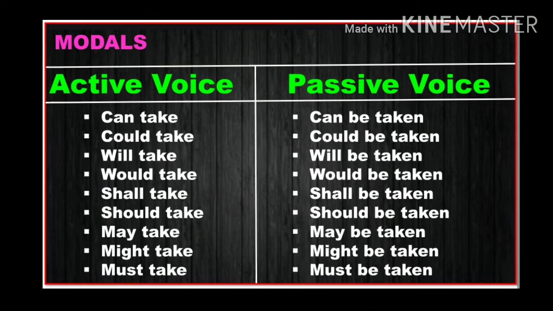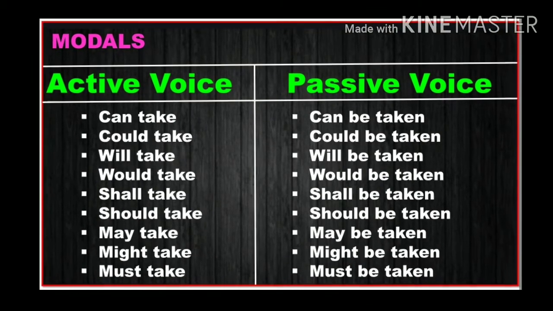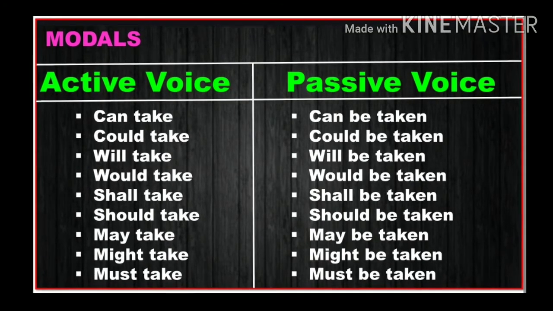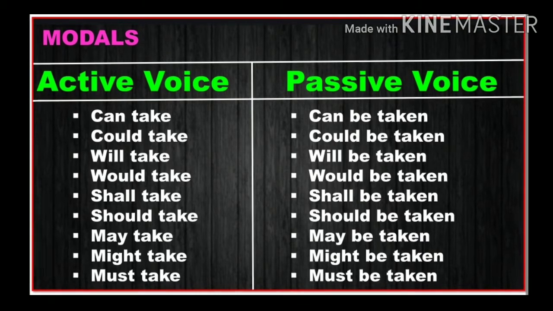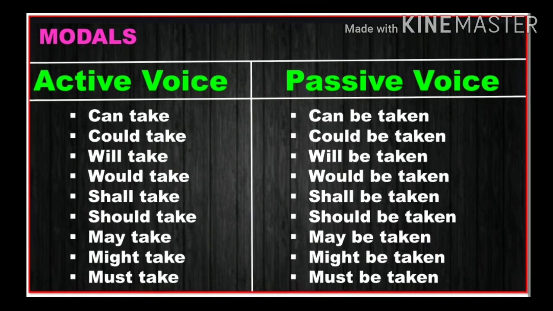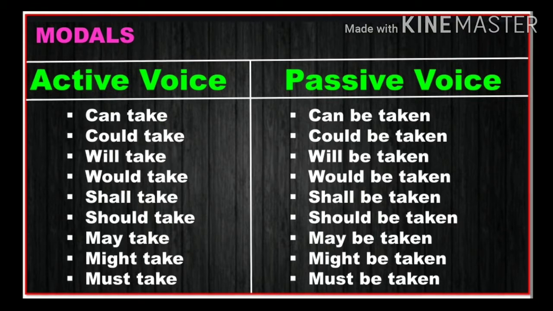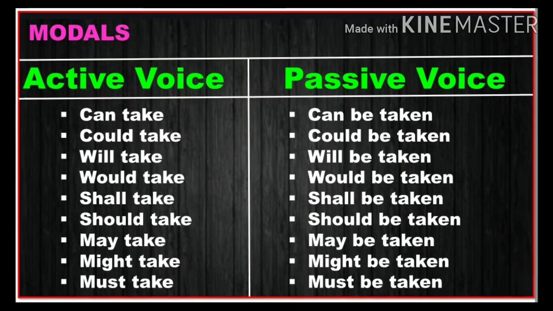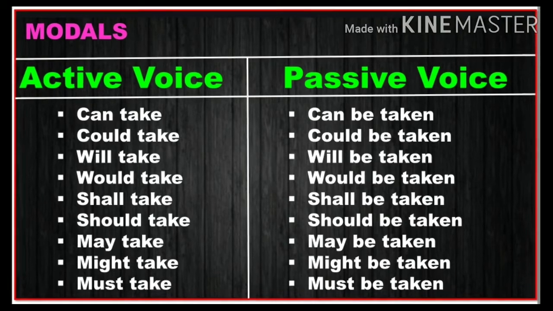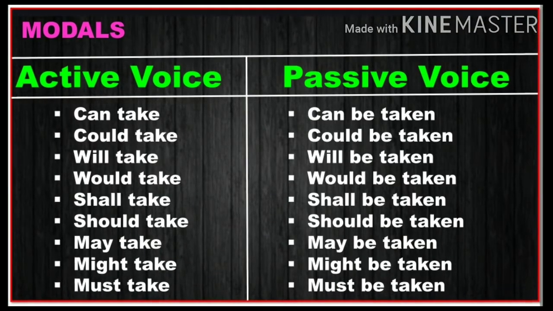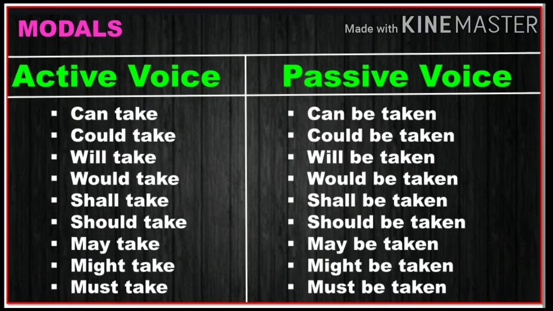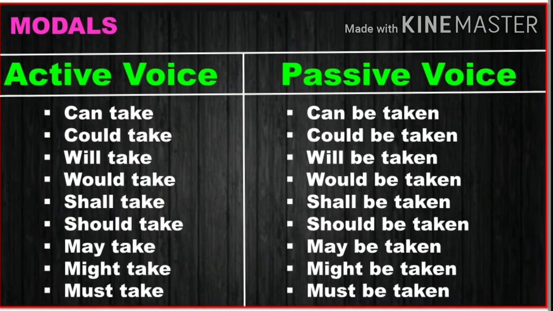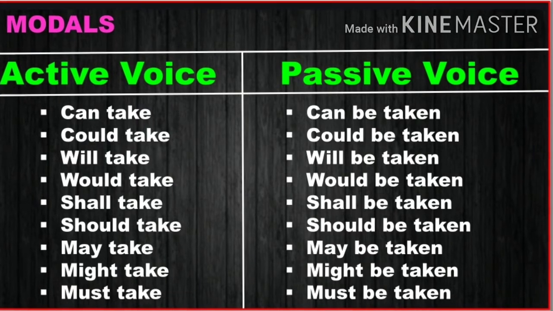Should take in the active voice. Should be taken in the passive voice. May take in the active voice. May be taken in the passive voice. Might take in the active voice. Might be taken in the passive voice. Must take in the active voice. Must be taken in the passive voice. This is how all these modal auxiliary verbs will occur in active and passive voice.